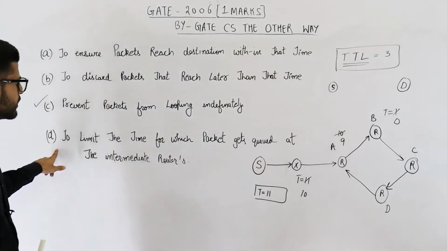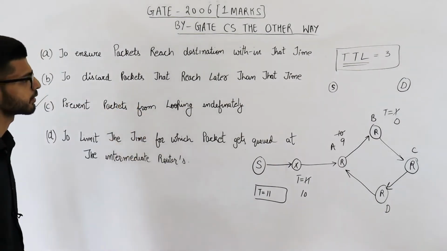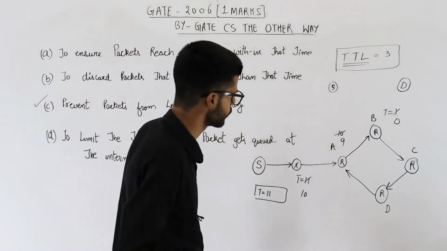So similarly, option B also is discussing something about time, so this one is also wrong. Option D is to limit the time. This one is also wrong. Okay, so only option C is correct. Now let me explain one more thing.